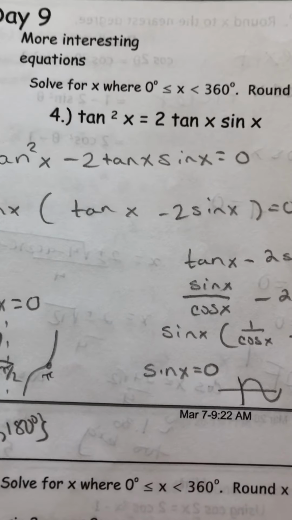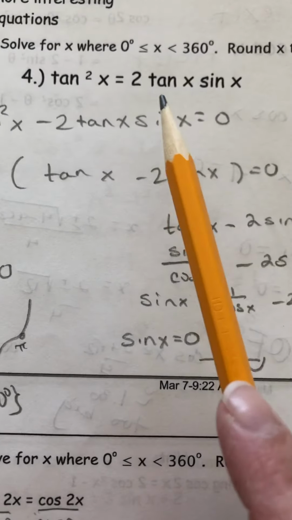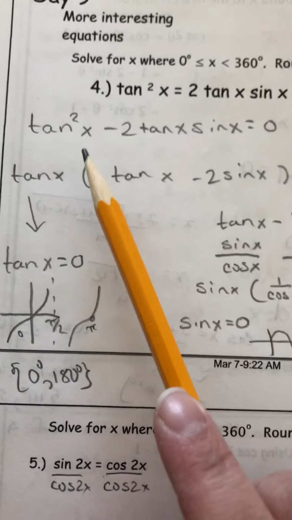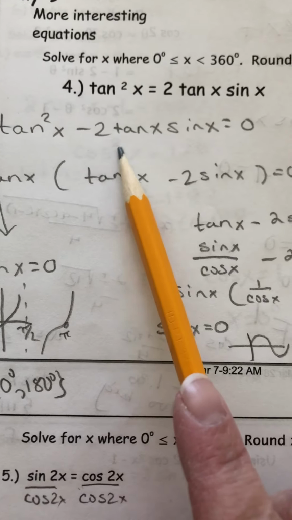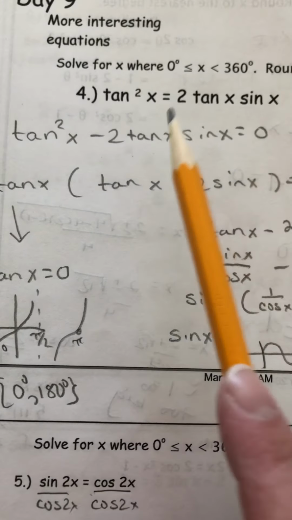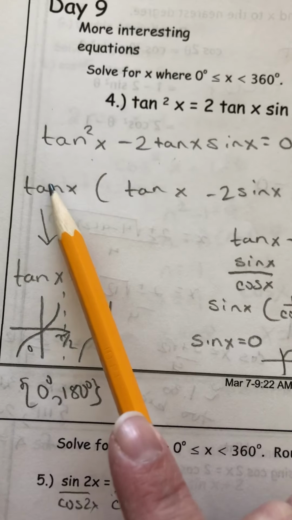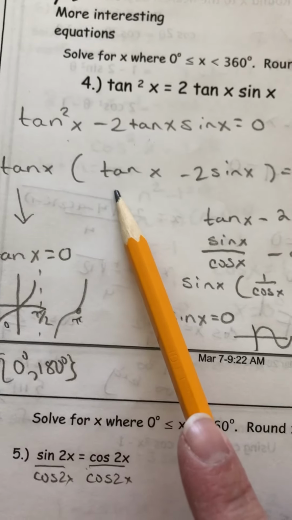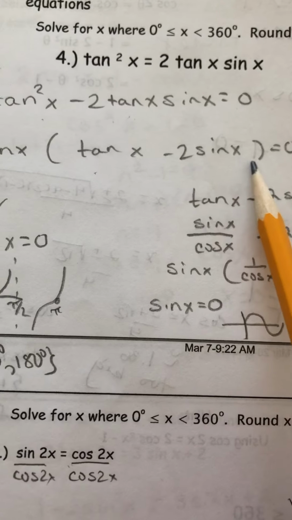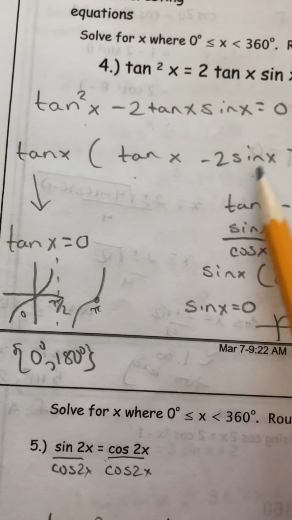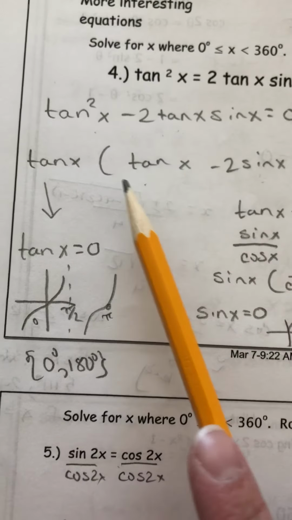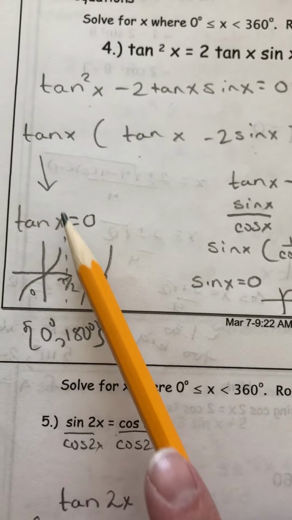So my first suggestion would be to bring this term over to the left. So we have tangent squared x minus 2 tan x sine x equals 0. There's your GCF. Let's factor that out. You've got tan x left, minus 2 sine x still. We'll come back to that in just a moment. That's what makes this a very interesting question. But we have a GCF, tan x.